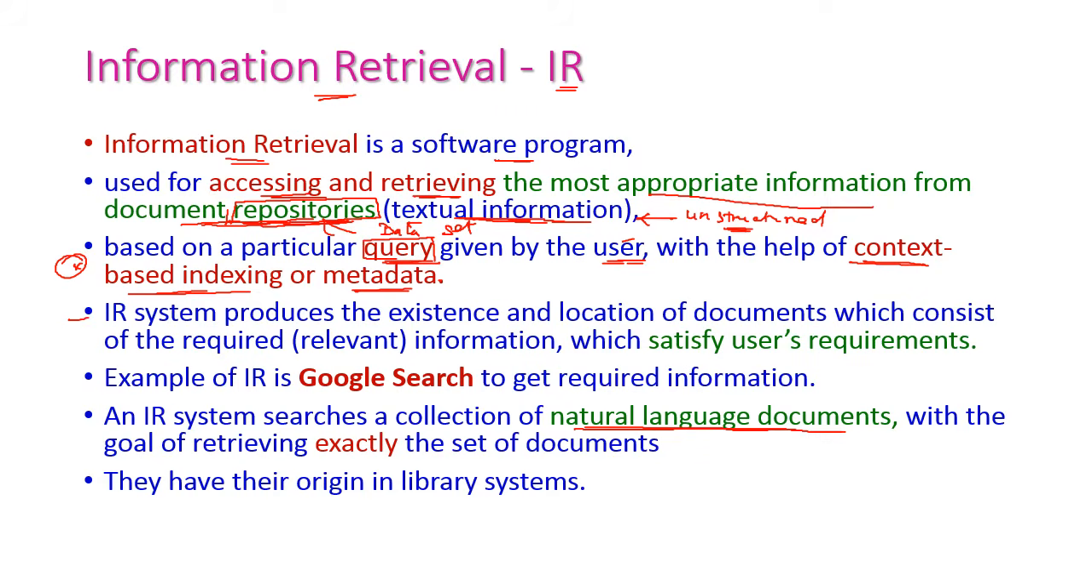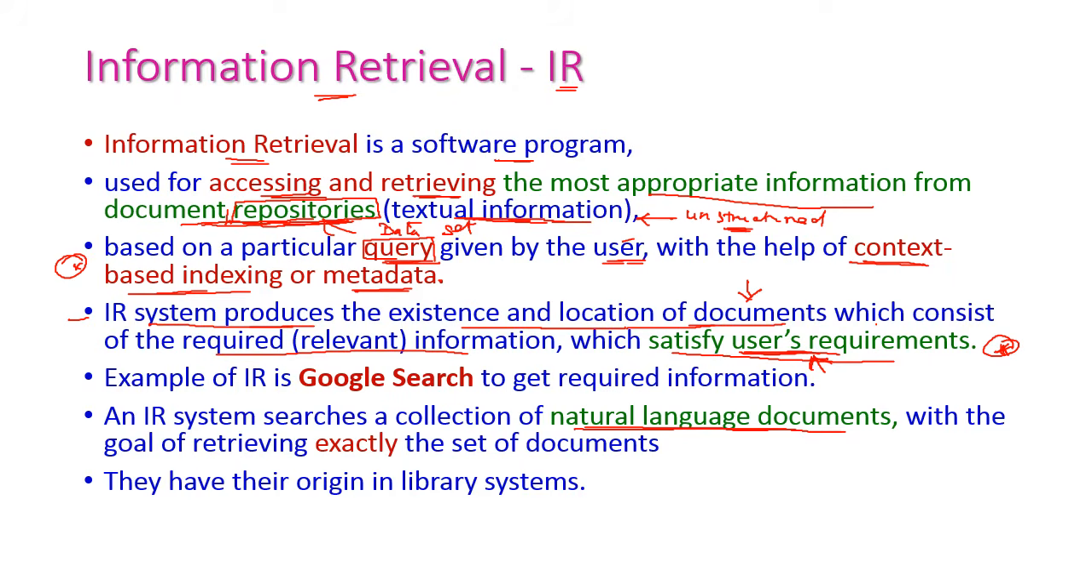This IR system produces the existence and location of documents. That means in which place the document is located in the repository, and which contains the required information that satisfies the user requirement. So based on the query given by the user, the exact data will be retrieved from the document repository or from the database, and the data should satisfy the user.